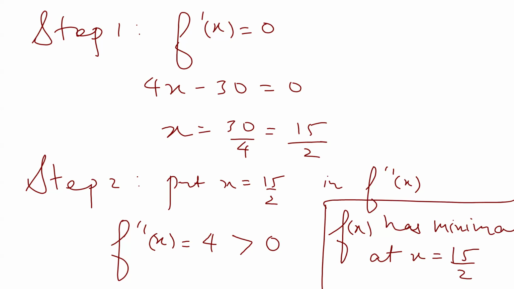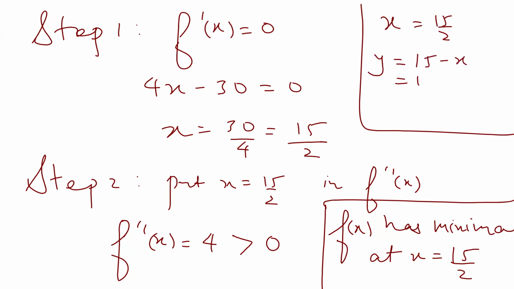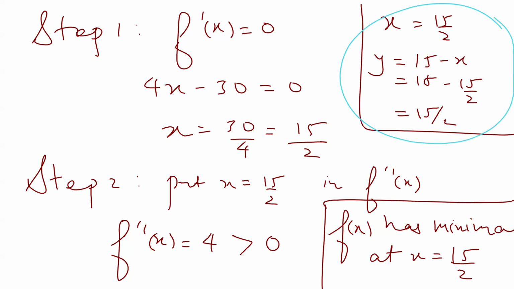Now we don't have to find out the minimum value. We just have to find out two positive real numbers. So the first positive real number is x, which is equal to 15 by 2. y is equal to 15 minus x, 15 minus 15 by 2. So y is also 15 by 2. This is the final answer. If they're asking you minimum value as well, then you can put the value of x equal to 15 by 2 in f of x. Are you understanding the point, everyone?